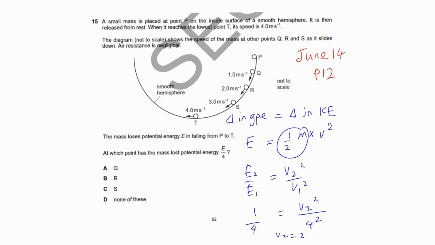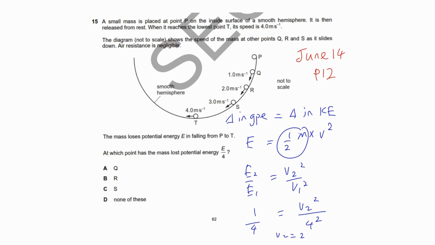Then I can use the ratio, because half m is a constant. So E2 over E1 is V2 squared over V1 squared. Now what is my initial scenario they gave me? If it loses energy of E, so if E1 is E, the speed will be 4 because it reaches T. So if it loses E over 4, what will be the speed? I'm going to find the speed first, then I will know whether it's at Q, R, or S.